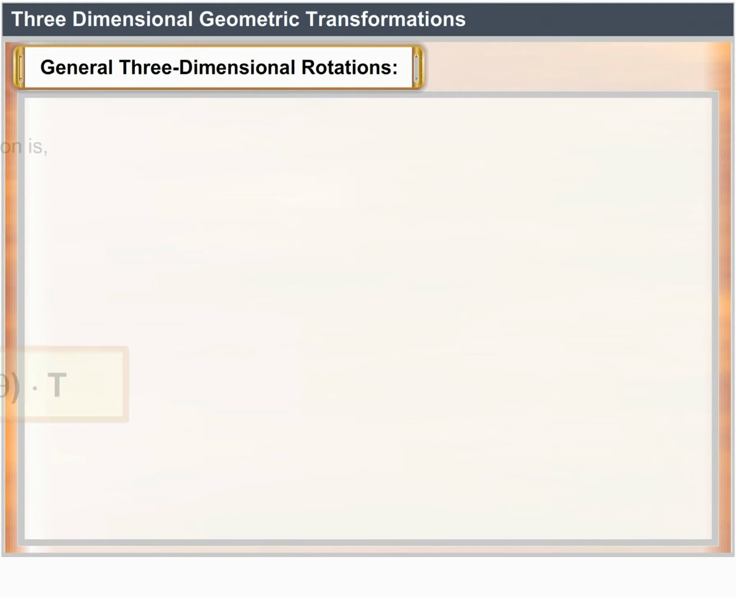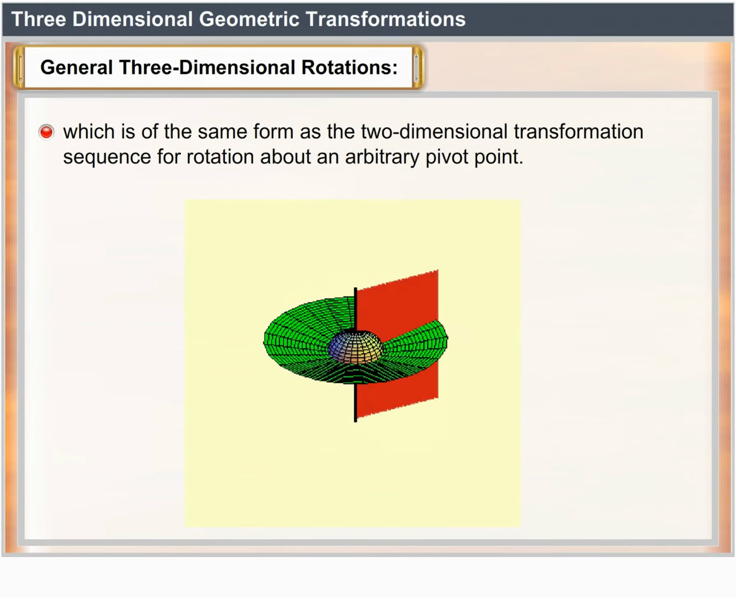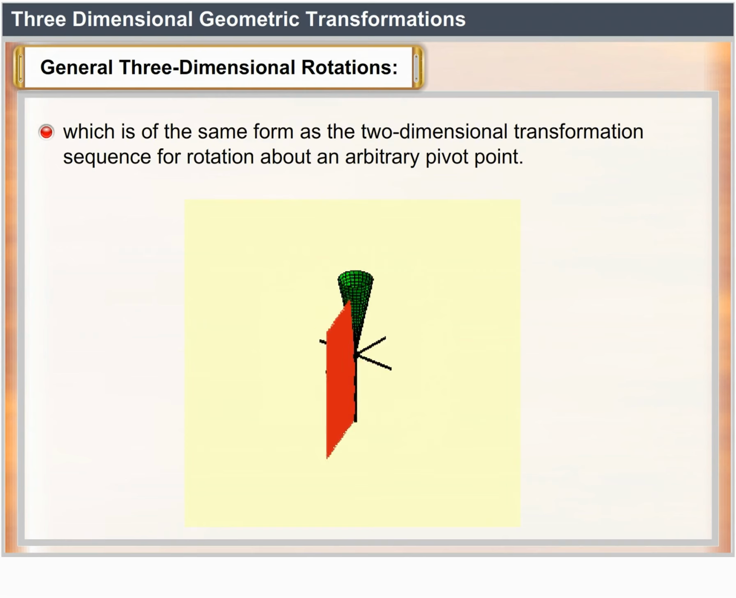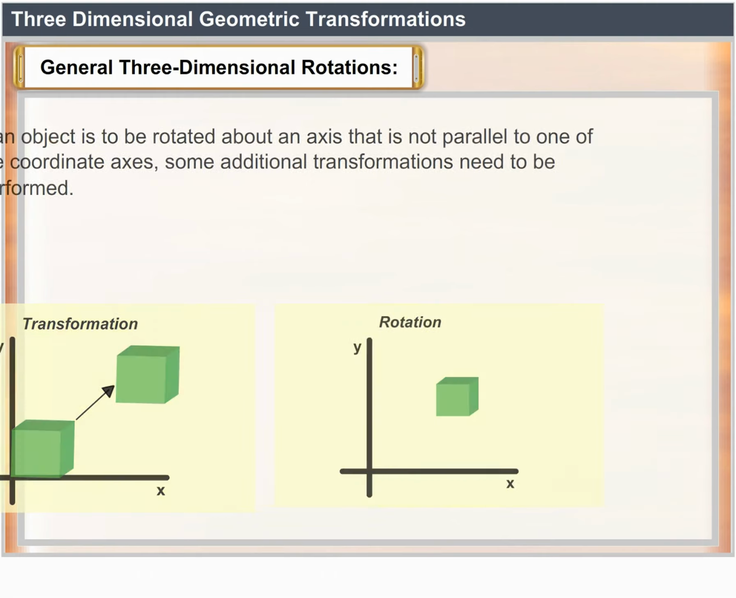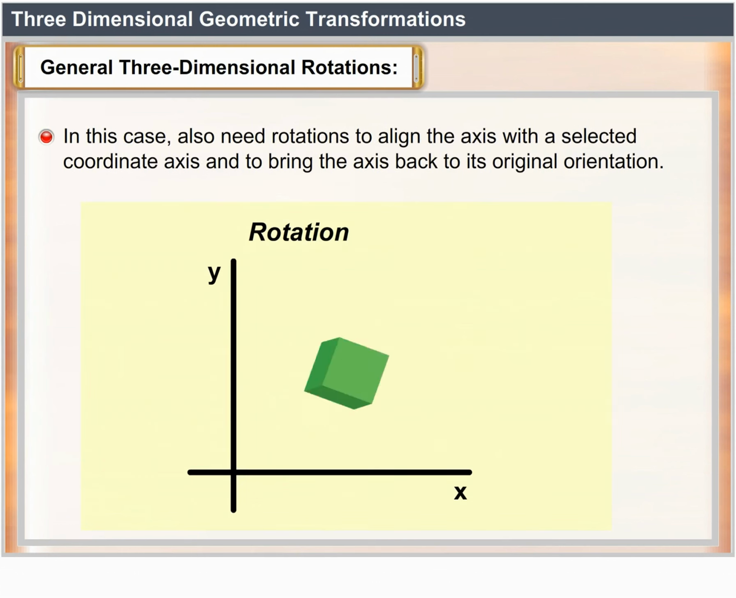When an object is to be rotated about an axis that is not parallel to one of the coordinate axes, we need to perform some additional transformations. In this case also, we need rotations to align the axis with the selected coordinate axis and to bring the axis back to its original orientation. Given the specifications for the rotation axis and the rotation angle, we can accomplish the required rotation in 5 steps.